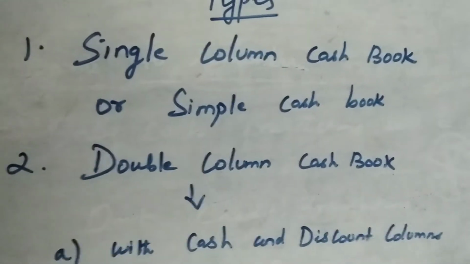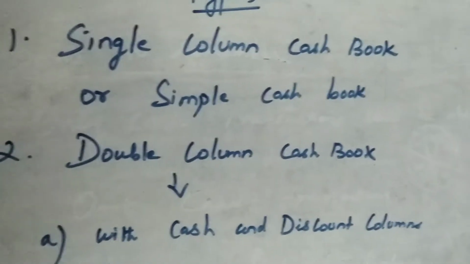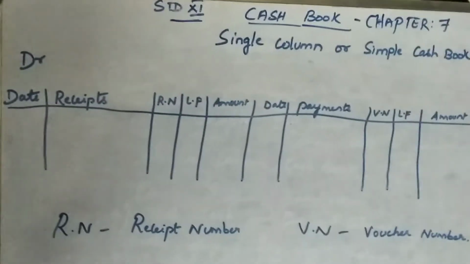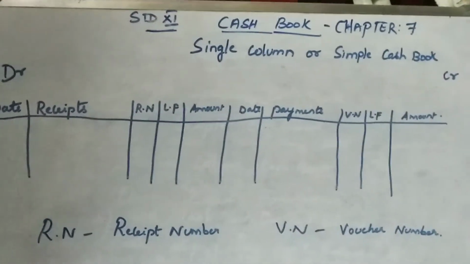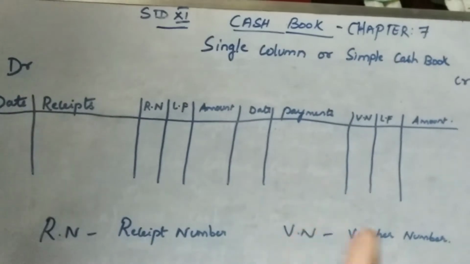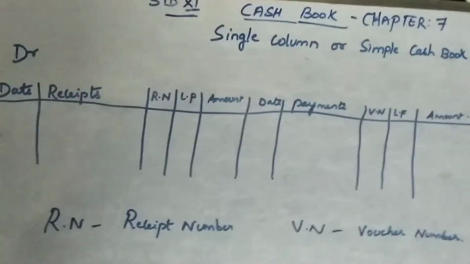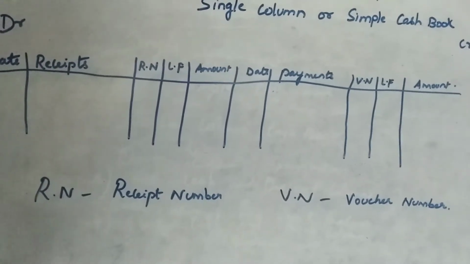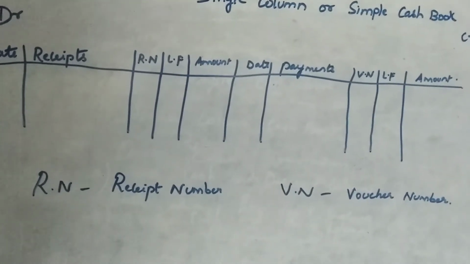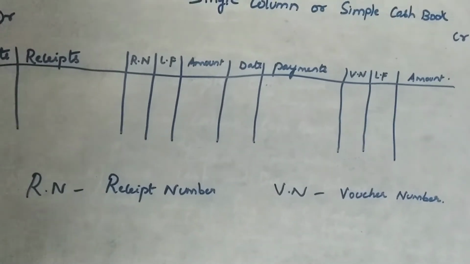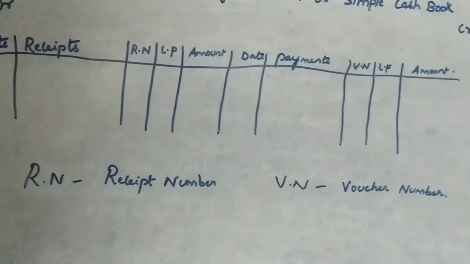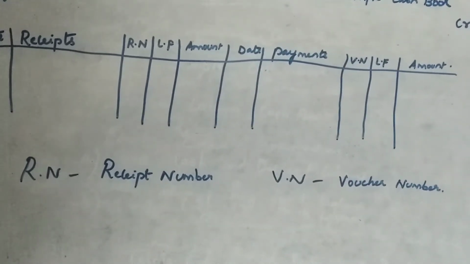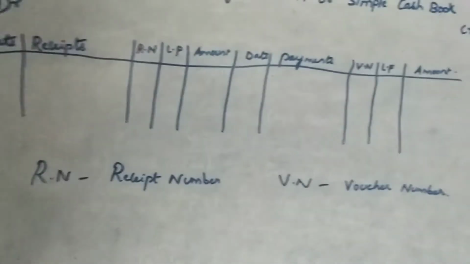First, let us see the format of the simple cash book or the single column cash book. This is the format. You will be utilizing both sides, debit and credit. So date, receipt, RN. RN stands for the receipt number. LF, ledger folio, then the amount. Similarly, on the credit side, date, payments, all cash payments will be recorded on the credit side. VN stands for the voucher number, LF for the ledger folio and amount. So this is the format.